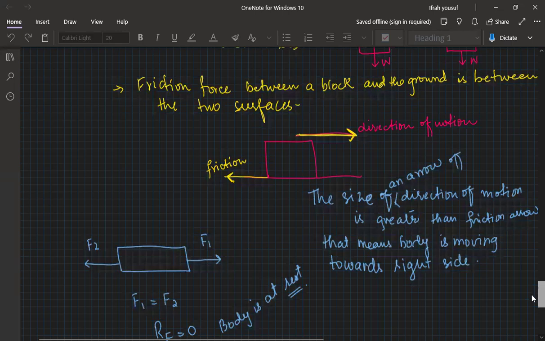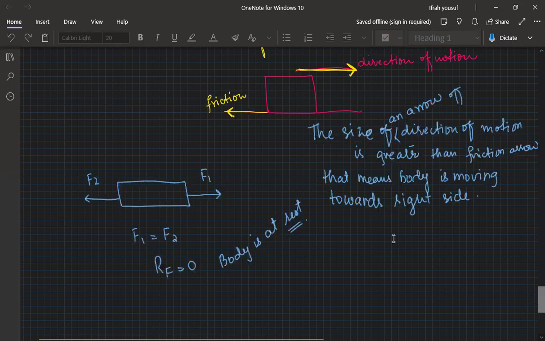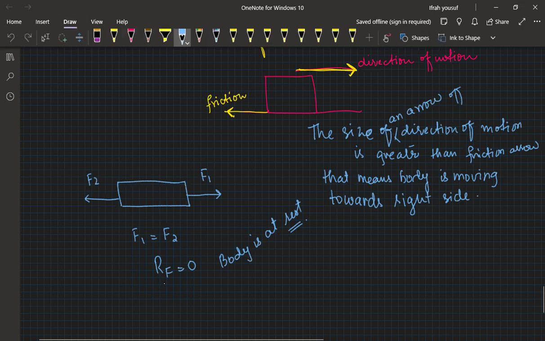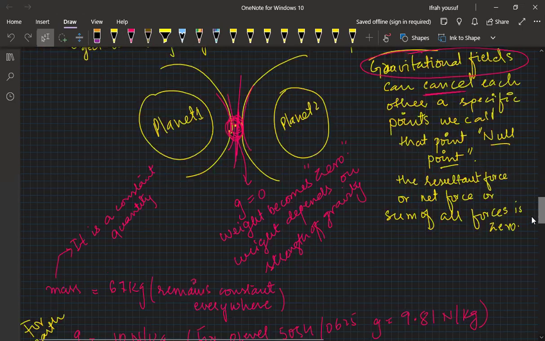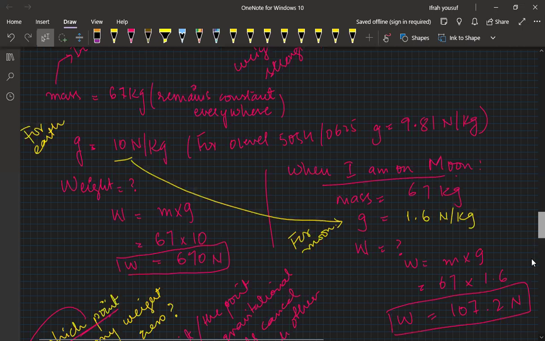So now we are going to talk about how the resultant RF works. What does RF mean here? As I have mentioned in the above pointers, it is the resultant force. Yes, I have used this word resultant force, right? So this is RF. The resultant force is the sum of all forces.